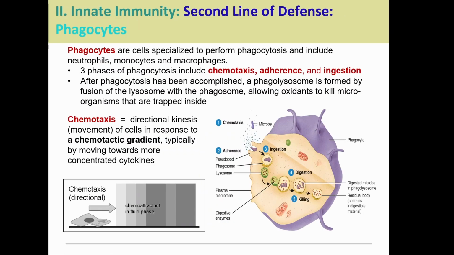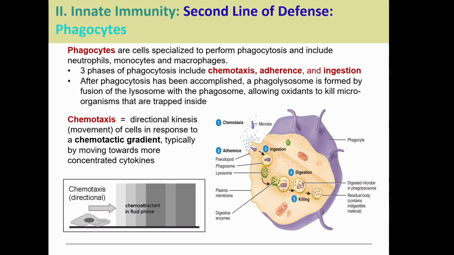We also have the phagocytes. Again, these perform phagocytosis, which is basically an engulfing of a pathogen or something that's not supposed to be there. So it's going to engulf that and then destroy it. This is going to be used by things like neutrophils, monocytes, and macrophages. And there are 3 different phases: chemotaxis, adherence, and ingestion.